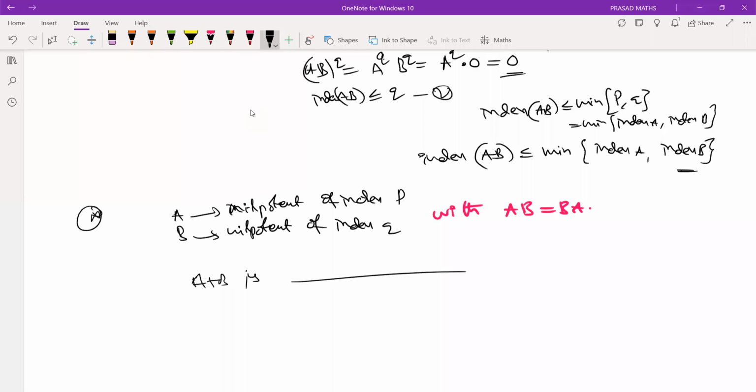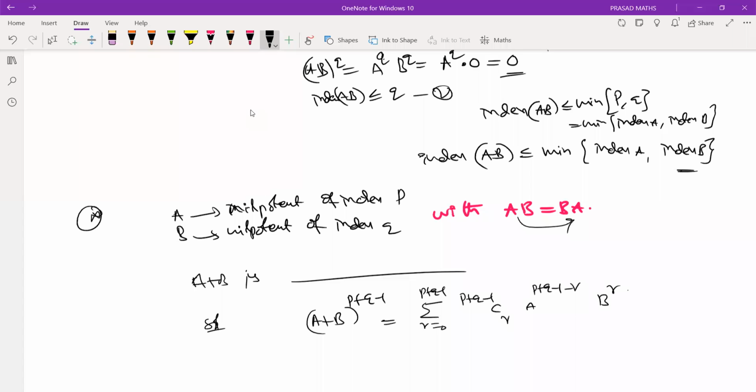Is it a nilpotent matrix? Look at (a plus b) whole power p plus q minus 1. You know, ab is equal to ba, they are commutative. Already told you, whenever the matrices are commutative, the binomial theorem holds for those matrices. So this can be rewritten as the sum over r from 0 to p plus q minus 1 of (p plus q minus 1 choose r) a power (p plus q minus 1 minus r) b power r.